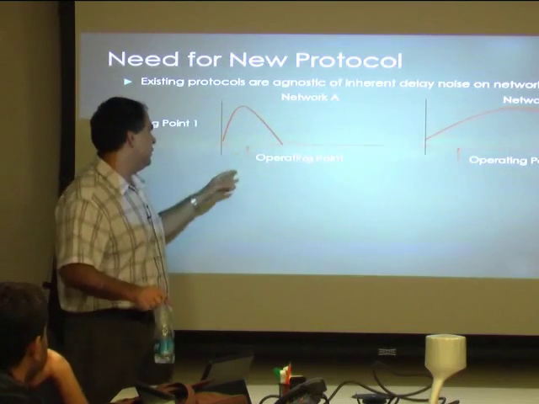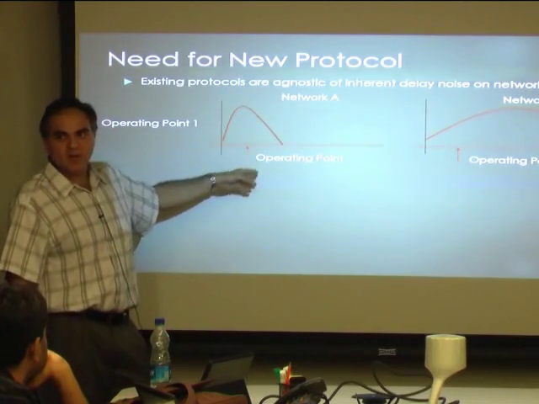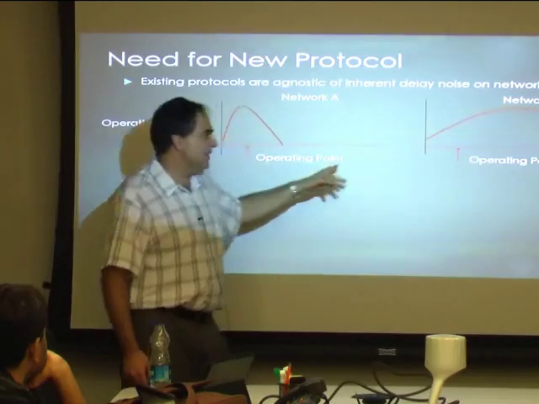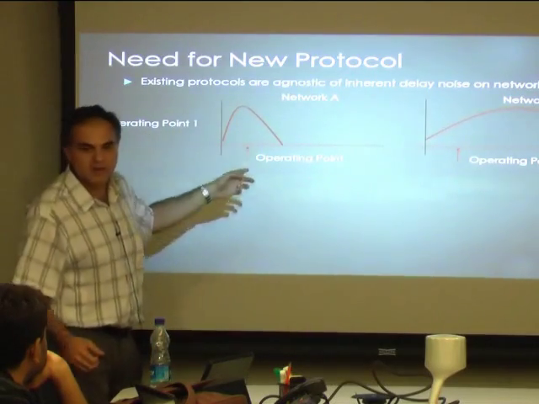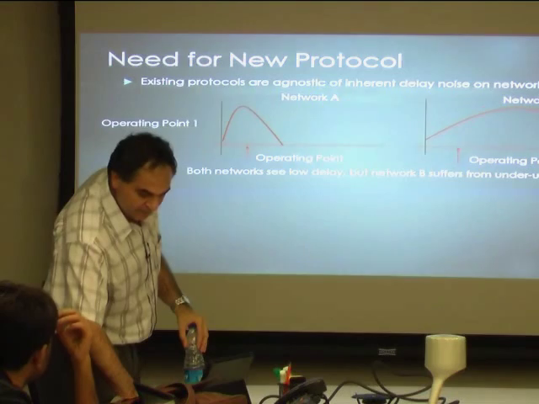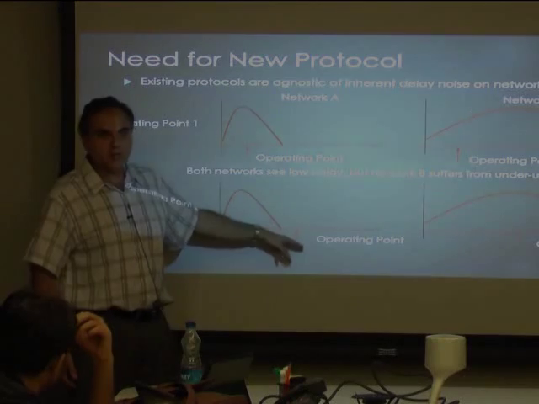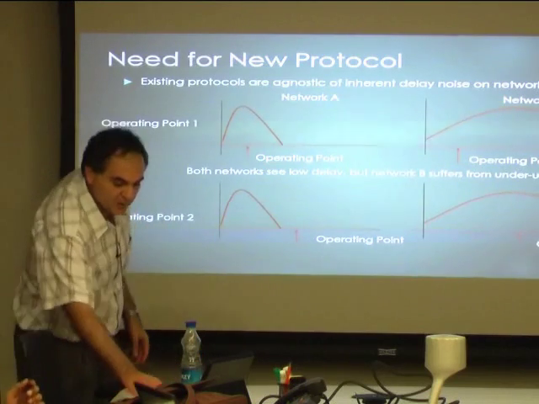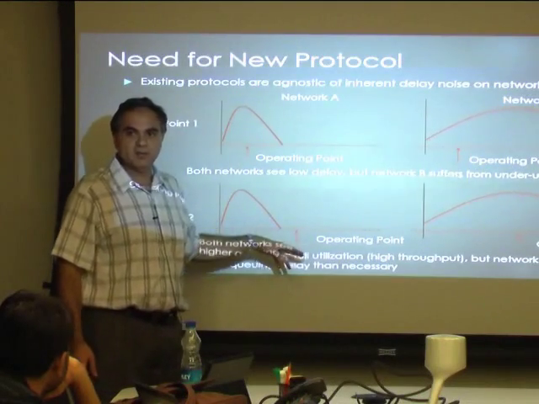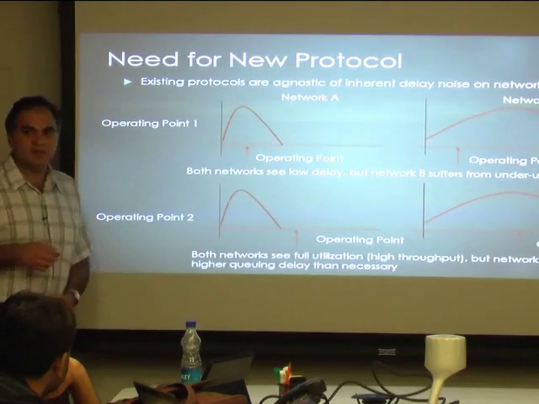So let's say I just fix the protocol. I pick some protocol that works, which I think is going to work good. So it has some operating point here, right? This protocol is going to work good for network A, but for network B, it's going to give you link underutilization. And then if I change the protocol, let's say I move the operating point out, then you're going to see full link utilization on both the networks, but this network is going to see more delay than it needs to. You're going to incur higher queuing delay, right?